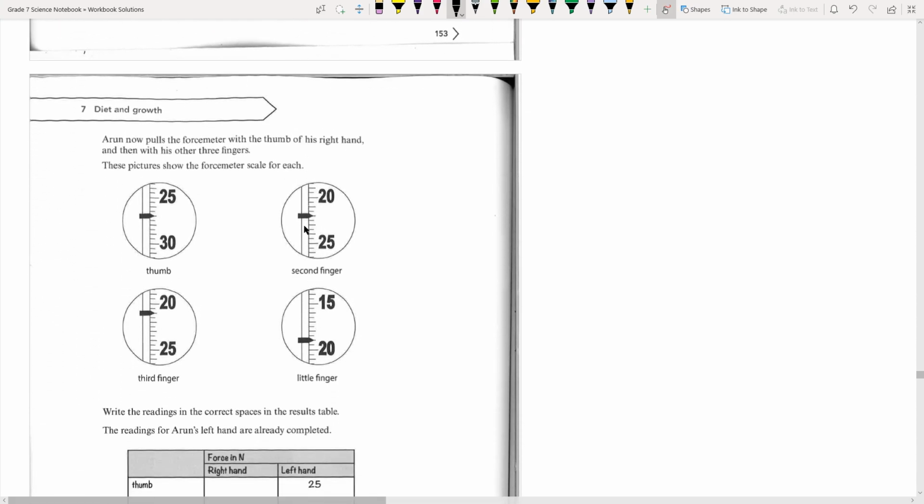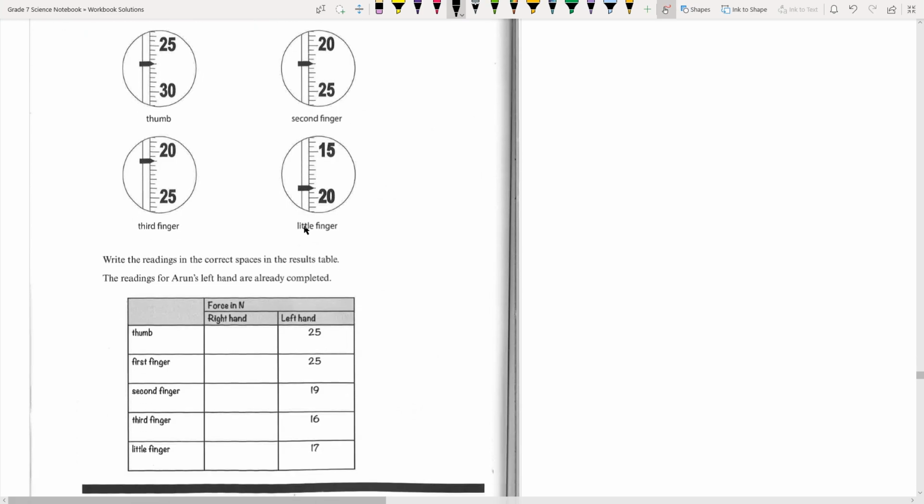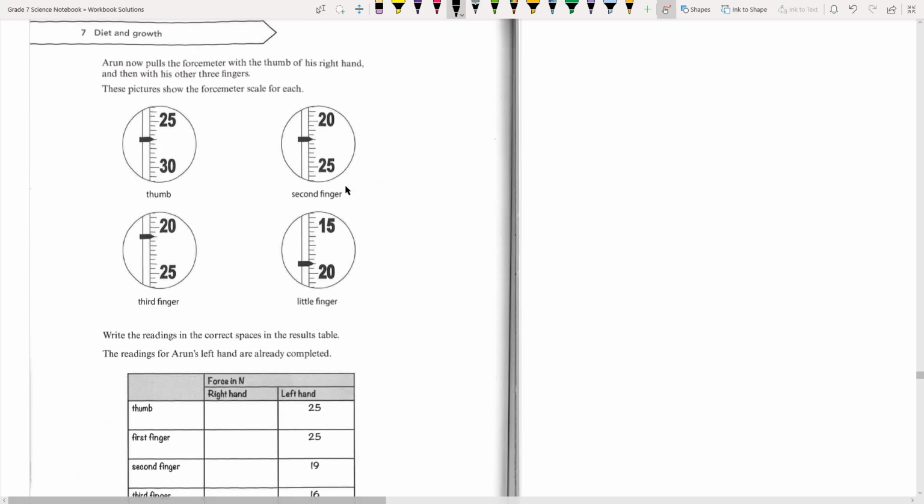Moving on. Aaron now pulls a force meter and uses his right hand, right? So, for the right hand, the third finger. So we can go write the readings in the correct spaces. So we're going to write these answers, right? So in the right hand, the thumb is able to do 25, 26, 27, 28, 20. Sorry, it's a double one, right? So 26, 27. So it is going to be 27 newtons.